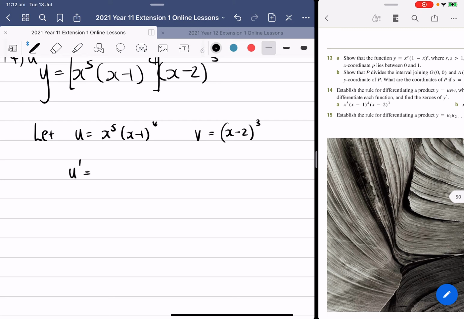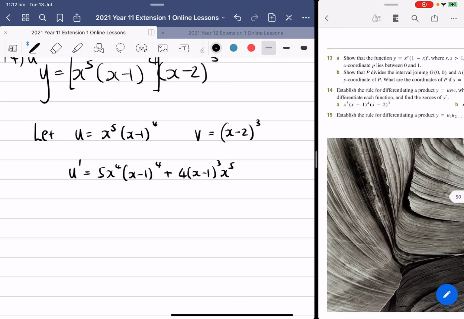U dash becomes another product rule. For this one, it's actually pretty easy. You can do it without writing U and V again. But if you do want to use letters, please use other letters, like A and B. Don't use U and V again. So x to the power 5, that's U dash.